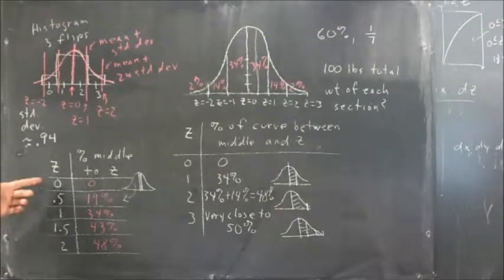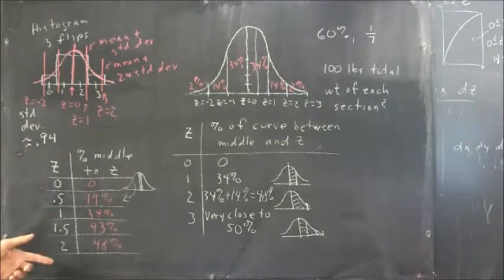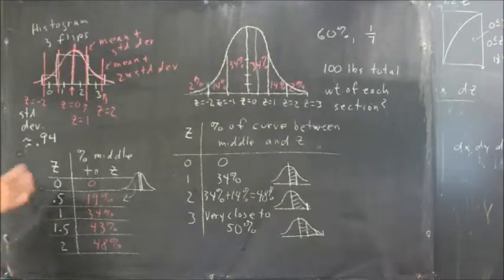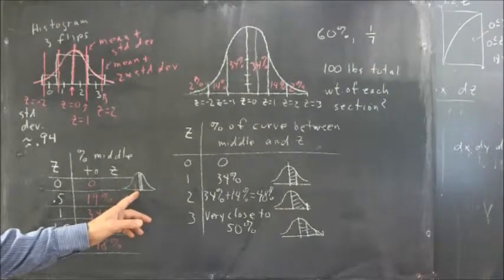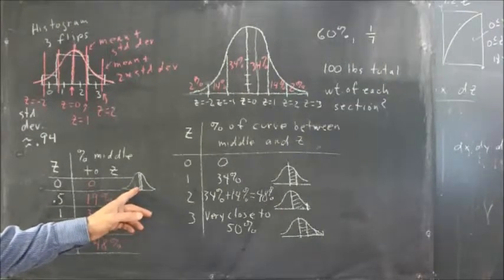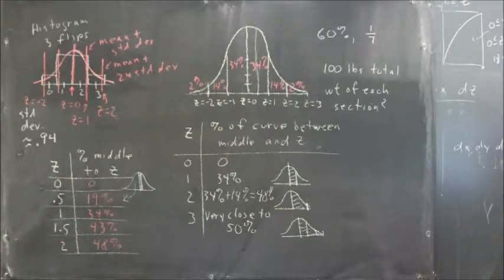Now it's possible to make a table where we go, let's say 0, 0.1, 0.2, 0.3, etc., or even 0, 0.01, 0.02, 0.03. We can split this up as finely as we wish, and there are tables that give you that information. The tables we use here will give you the values between the middle and whatever z value you list, the way this is done.